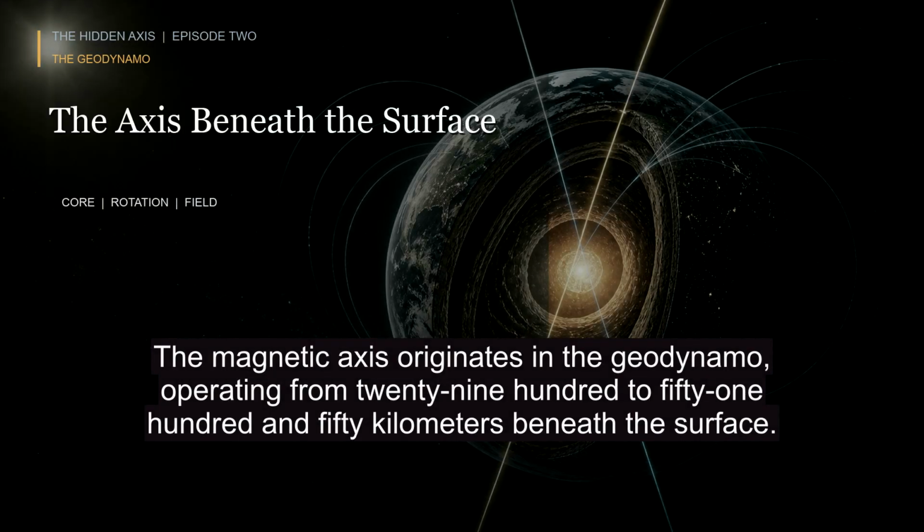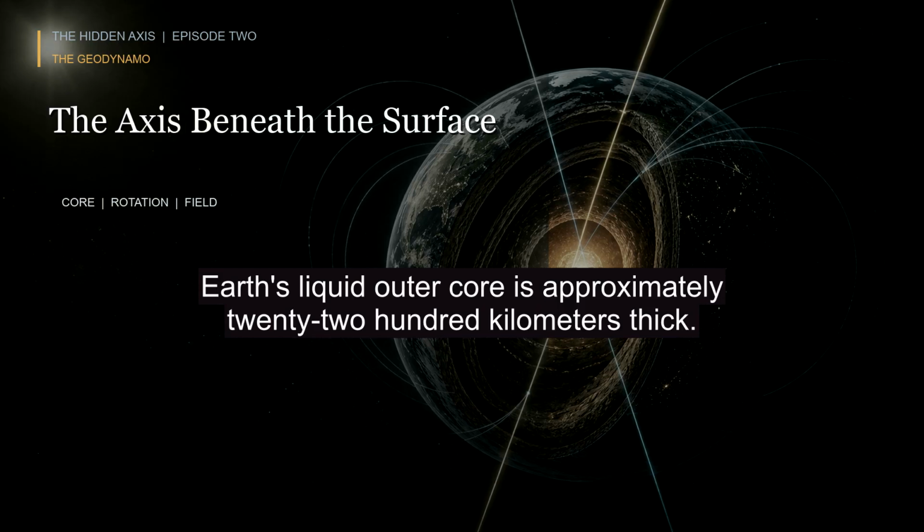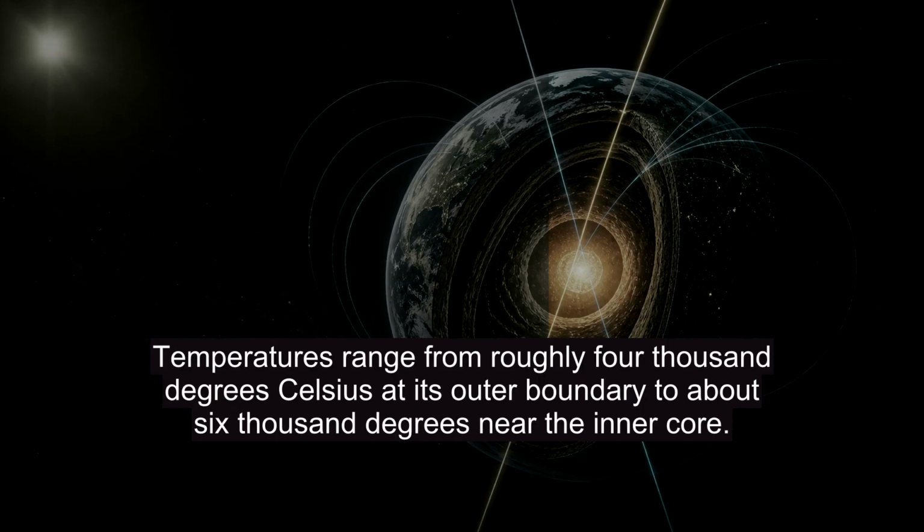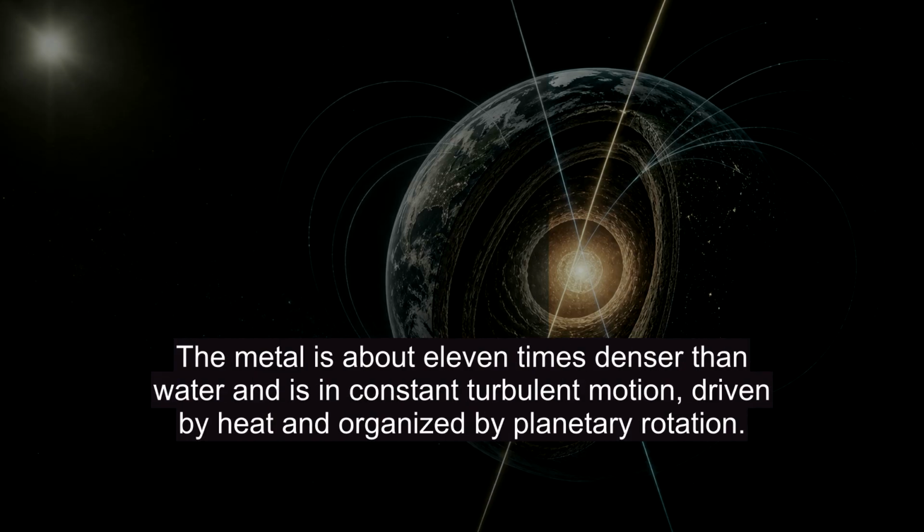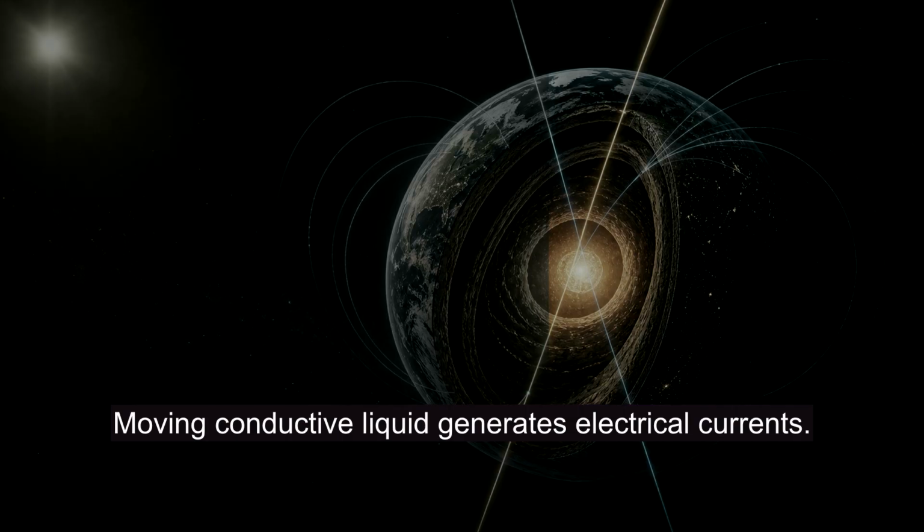The magnetic axis originates in the geodynamo, operating from 2,900 to 5,150 kilometers beneath the surface. Earth's liquid outer core is approximately 2,200 kilometers thick. Temperatures range from roughly 4,000 degrees Celsius at its outer boundary to about 6,000 degrees near the inner core. The metal is about 11 times denser than water and is in constant turbulent motion, driven by heat and organized by planetary rotation. Moving conductive liquid generates electrical currents.